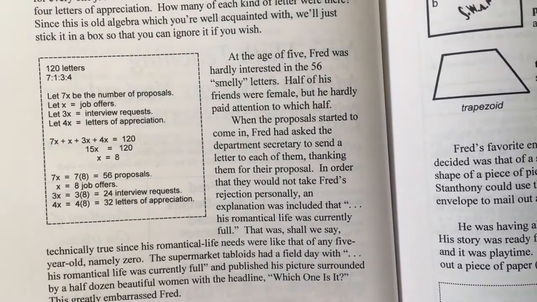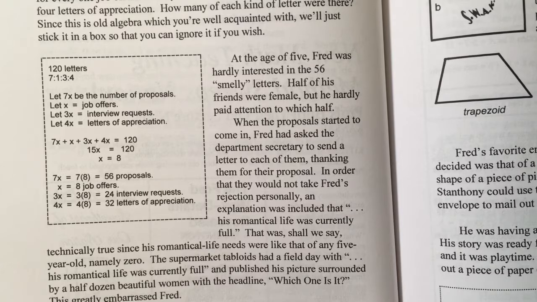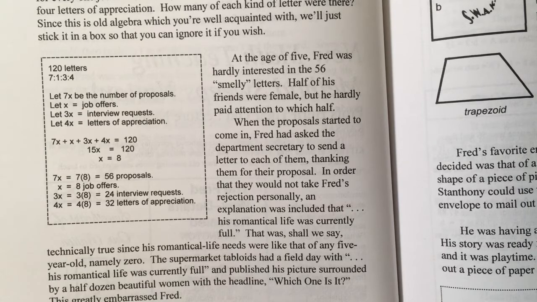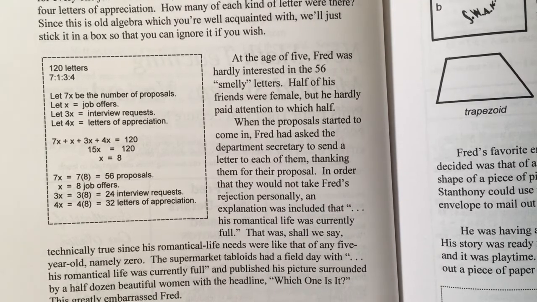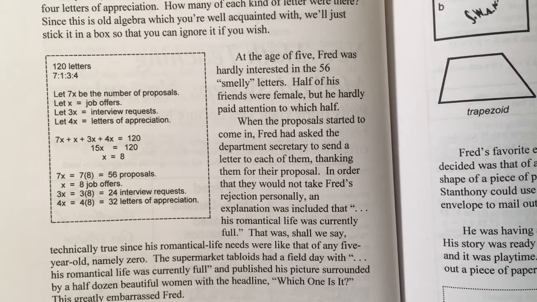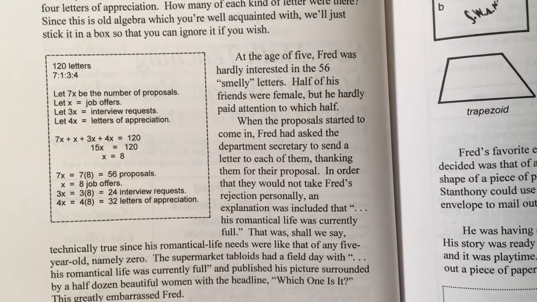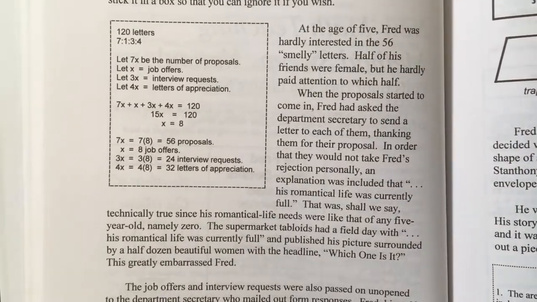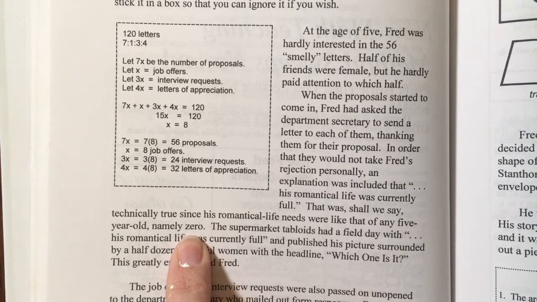At the age of 5, Fred was hardly interested in the 56 smelly letters. Half of his friends were female, but he hardly paid attention to which half. When the proposals started to come in, Fred had asked the department secretary to send a letter to each of them thanking them for their proposal. In order that they would not take Fred's rejection personally, an explanation was included that his romantic life was currently full.